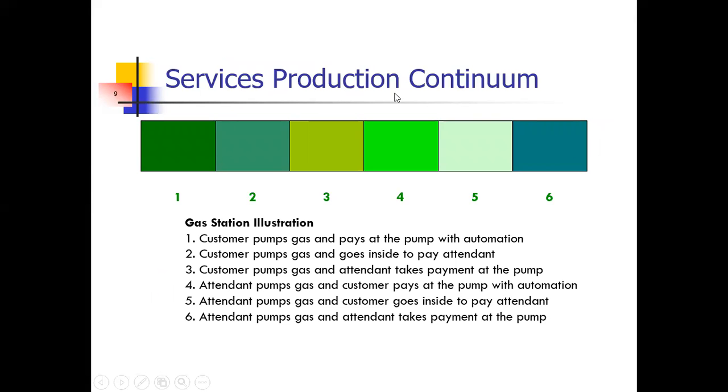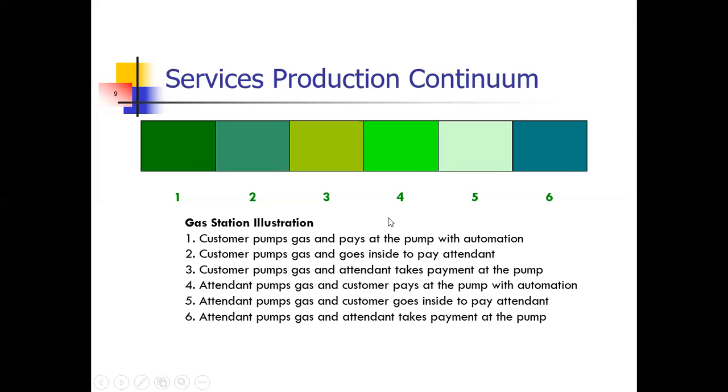If you see the service production continuum, it is explaining this very well. There are 6 points, and you can see it is increasing. Customer pumps gas and pays at the pump with automation. Customer pumps gas and goes inside to pay the attendant. Customer pumps gas and the attendant takes payment at the pump. You can see how the involvement is reducing. Attendant pumps gas and customer pays at the pump with automation. Attendant pumps gas and customer goes inside to pay the attendant. Attendant pumps gas and attendant takes payment at the pump. This is how you can see the service production continuum.